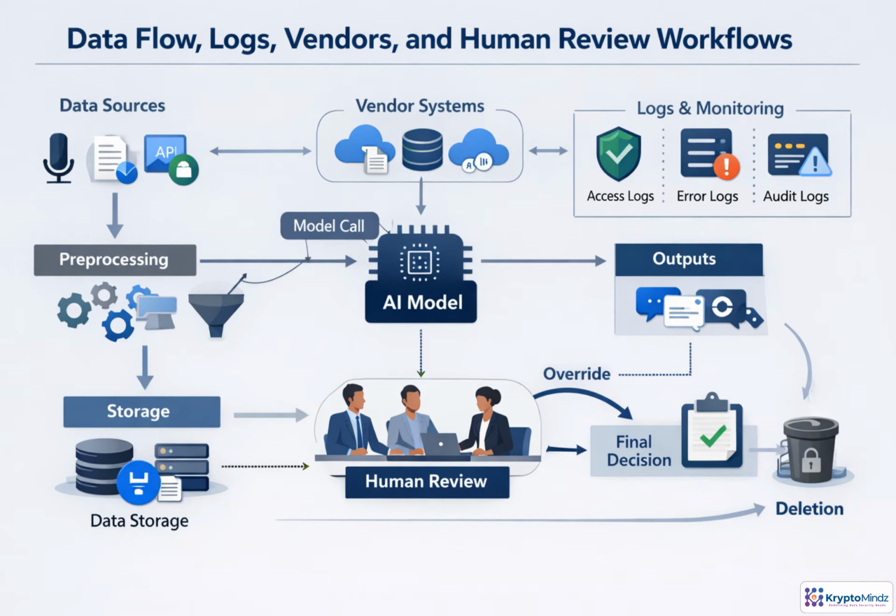After the components are defined, trace the data's full journey. Start with collection, then pre-processing, storage, model calls, outputs, monitoring, and deletion. For each step, record what data moves, where it is stored, and who can access it. Capture every log source, including access, error, audit, and security events. Also document vendor APIs, sub-processors, residency assumptions, and contracts. Finally, identify where humans review, escalate, override, and record the final decision.